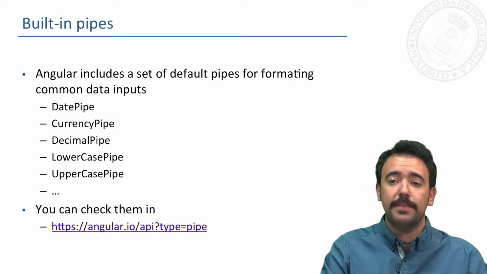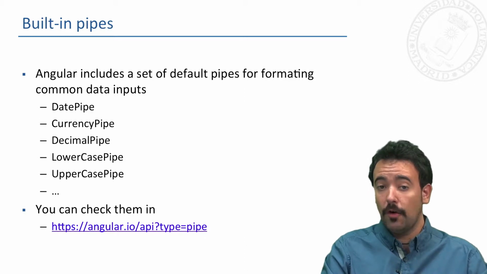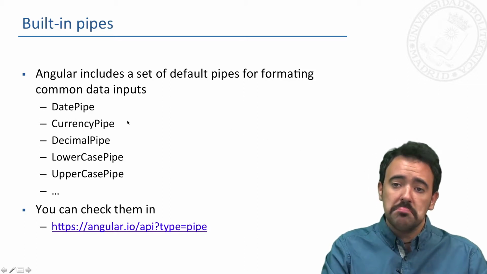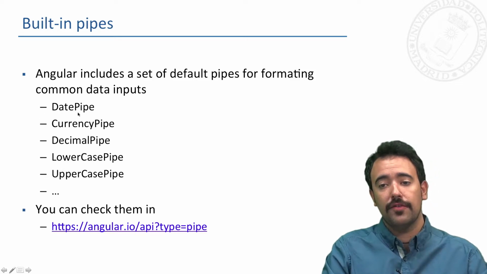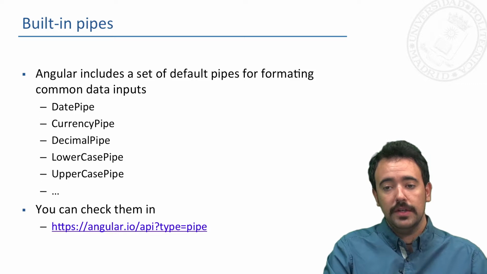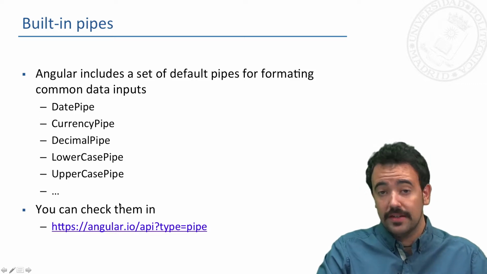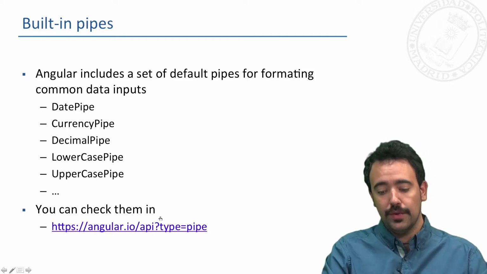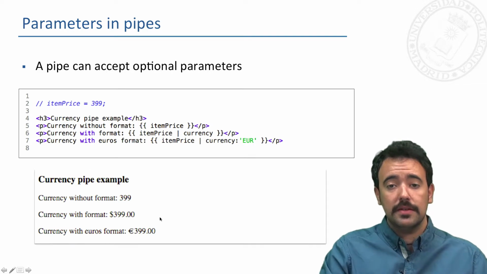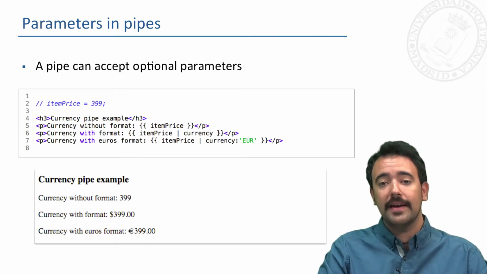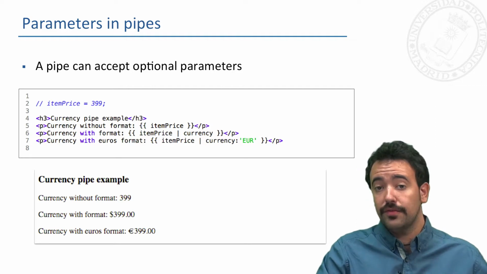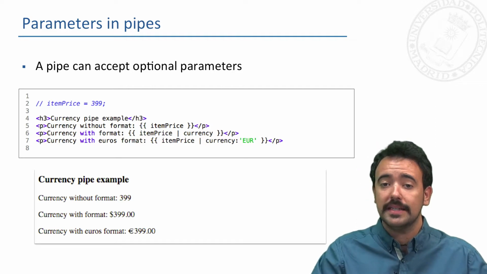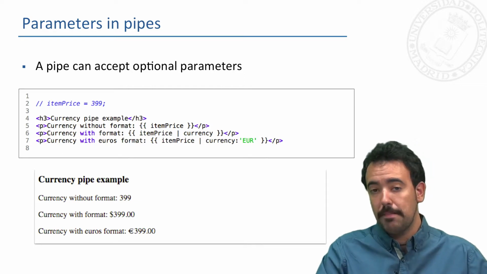There are a set of built-in pipes that Angular offers to us, including pipes for formatting dates, currencies, numbers, upper and lowercase strings, and so on. You can check every available filter, every available pipe that Angular offers to us in the link I provide to you here. A pipe also accepts parameters, so we can apply the pipe in the default form or include a set of parameters that can modify the format in which the pipe is applied.